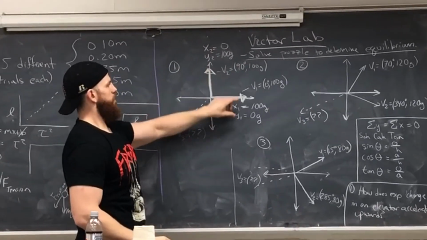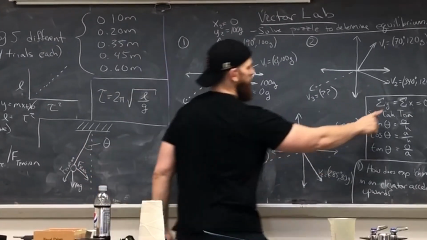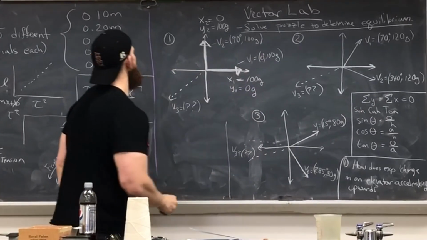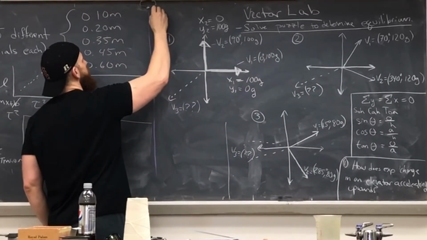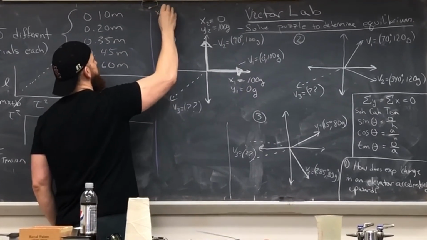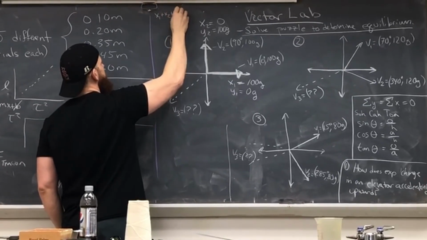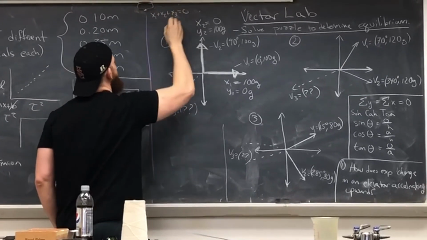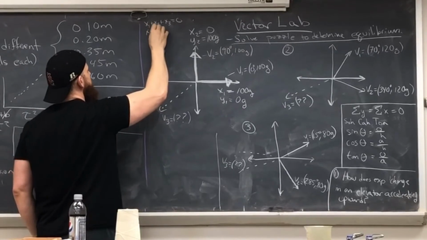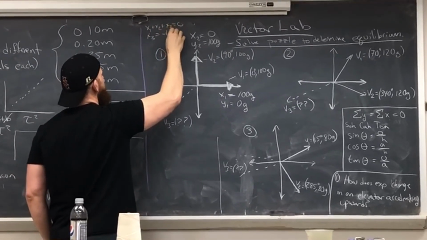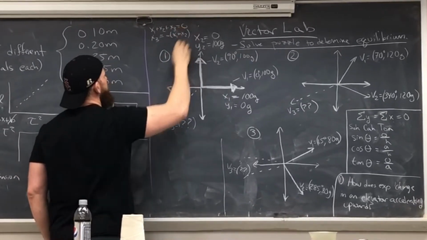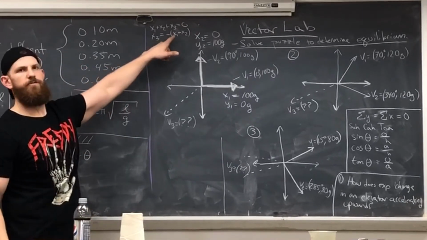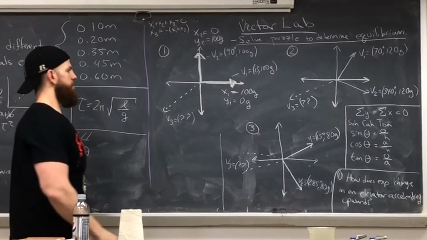We have our x and y components, and we have the formula: the sum of the y's equals 0, sum of the x's equals 0. So, just to show you up here, that means that x1 plus x2 plus x3 equals 0, and because of that, x3 is equal to minus (x1 plus x2), right? Which is really simple in this case. It's just 100, which means x3 is minus 100 in the x direction.